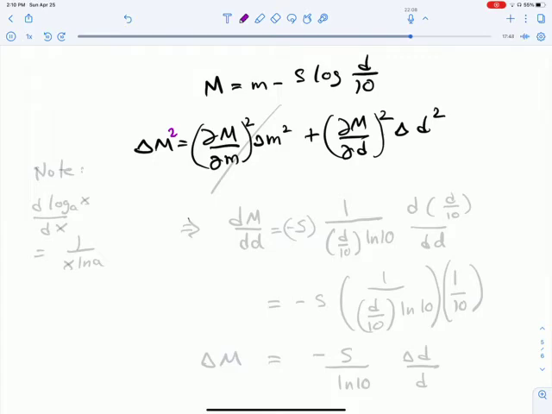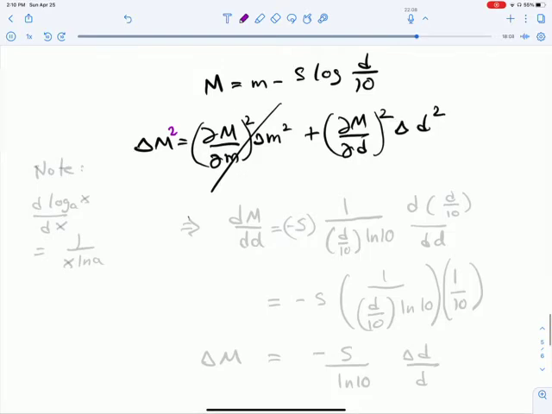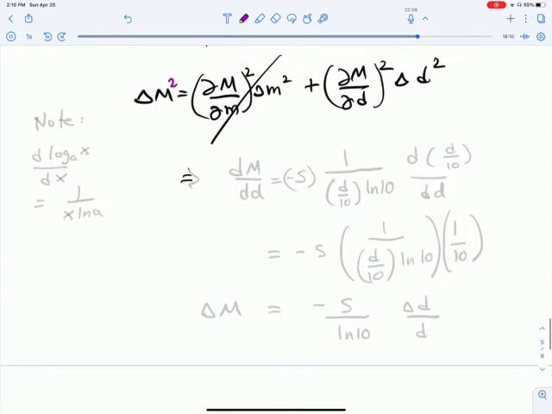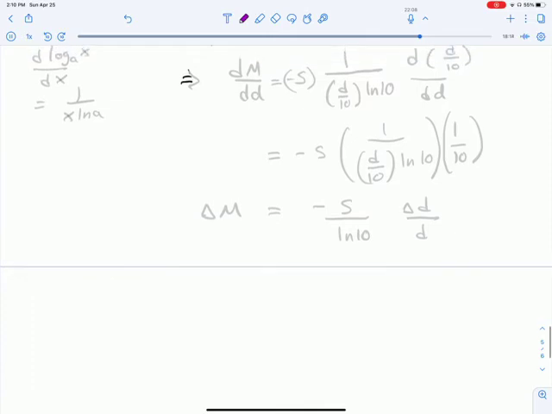So you recall that in this particular case, if you take the derivative of the equation by little m, then you just get the derivative is equal to 1, and so you just get a delta m squared. But delta little m is really tiny, right? So in practice, we just ignore this term. You can include it if you want, it just doesn't contribute anything significant. Okay, so then what we're left with is the derivative of the absolute magnitude with respect to d squared times delta d squared.